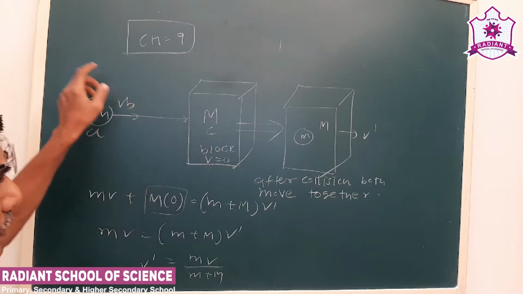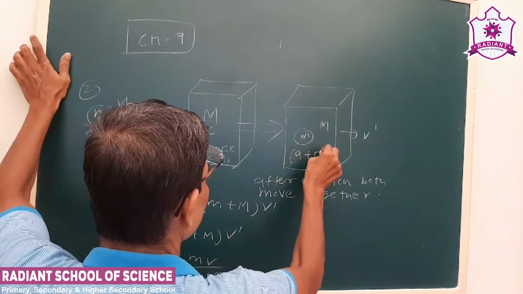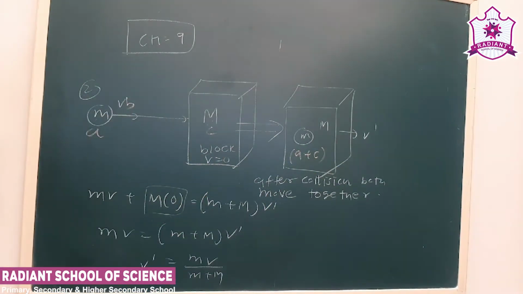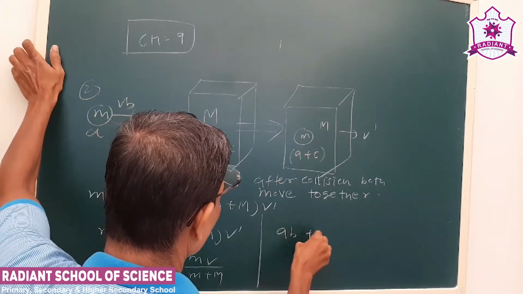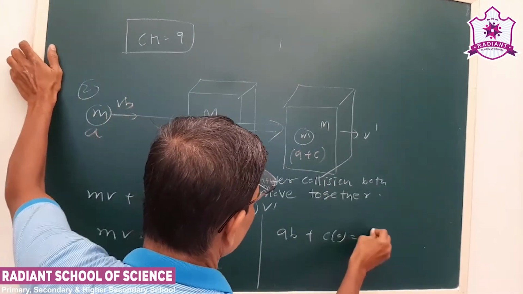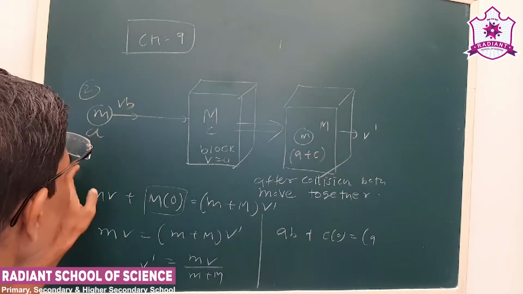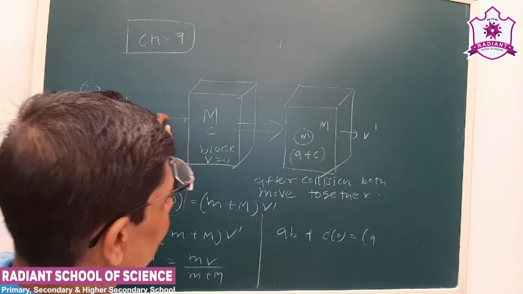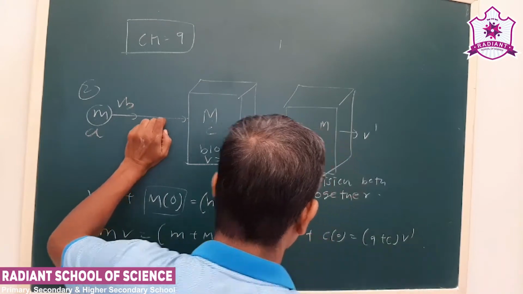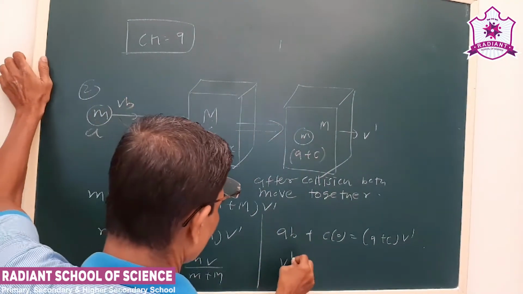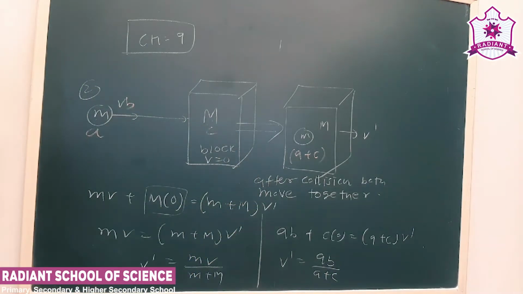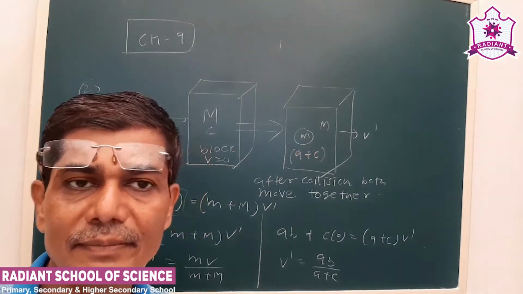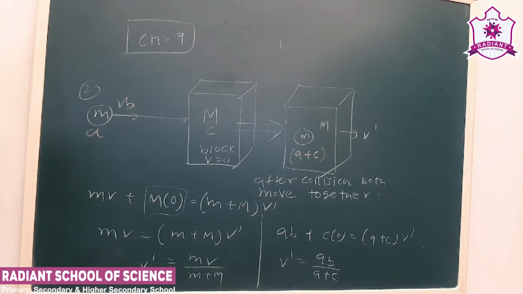So here what is the total mass? A plus c, and the velocity is v dash. So how can we write? This is a into b plus c into 0 is equal to a plus c into v dash. So v dash will be ab upon a plus c. It may be x and y, but the method will remain the same. So this is how we can solve.